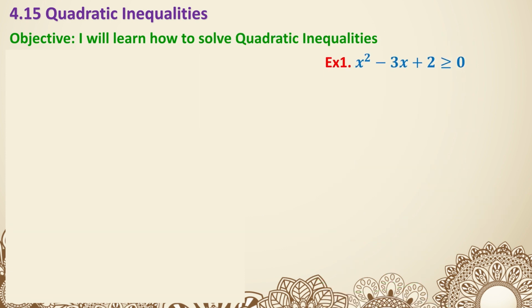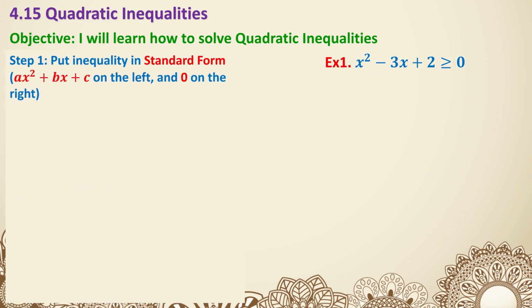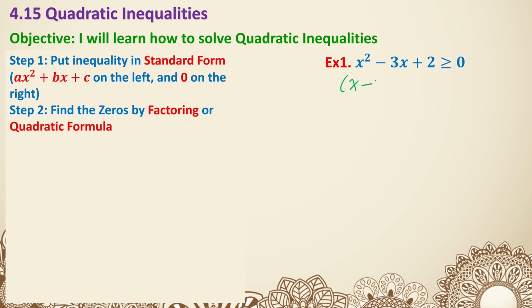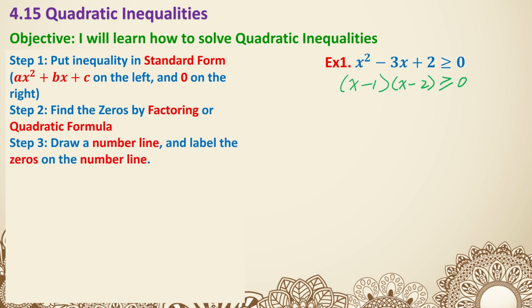Let's look at another example, example 1. Go through the same process. Everything's already on the left side with a 0 on the right side, so we can move on to the next step. Factoring or quadratic formula. We can factor again on this one. X minus 1 times x minus 2 is greater than or equal to 0. Step 3, put a number line and put these answers on there.